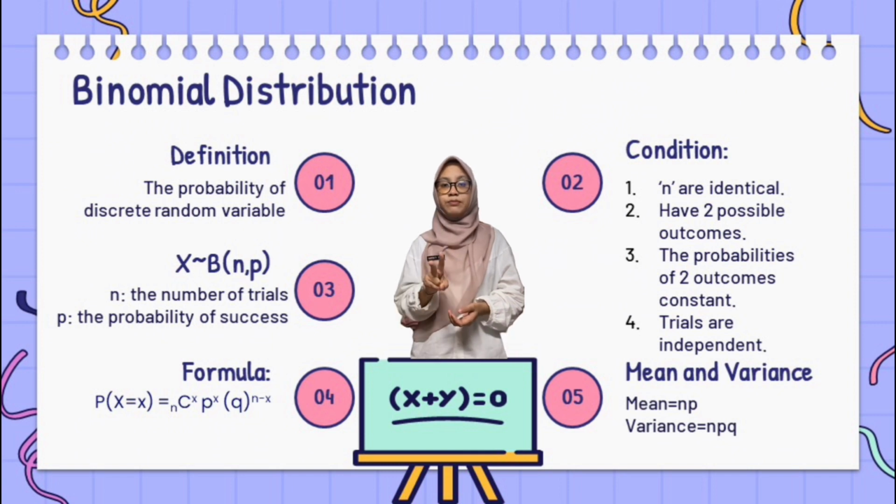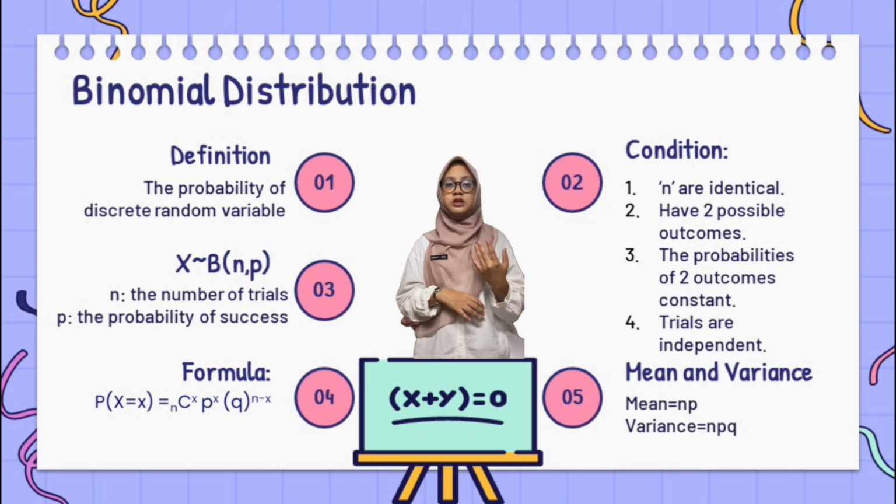There are 2 examples of questions that you can use binomial distribution to calculate. The first one is tossing a coin and the second one is rolling a die.